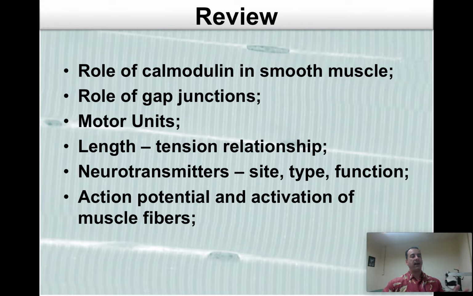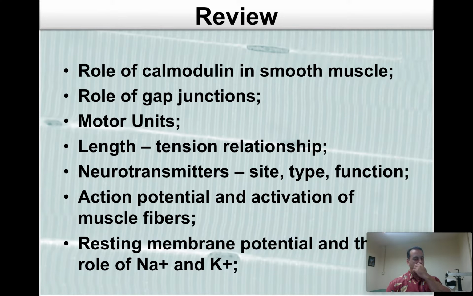So when you think about action potentials and you think about activating a muscle fiber, you're looking at different parts of the muscle fiber, such as the sarcolemma, transverse tubules, the terminal cisternae, calcium. The list goes on. So as long as you know the parts of a muscle fiber, then you can put them all together and see how they contract.